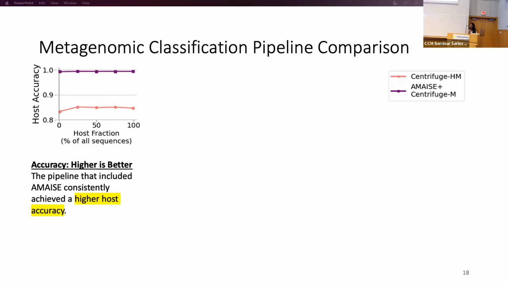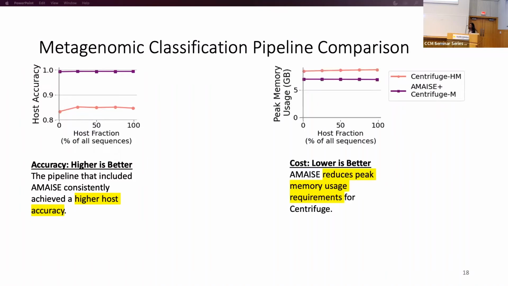In this case, we have in pink Centrifuge alone, in purple AMAISE plus Centrifuge. For accuracy, again, higher is better. We see that the pipeline that included AMAISE consistently achieved a higher host accuracy. In terms of peak memory usage, where lower is better, AMAISE reduced the peak memory usage requirements for Centrifuge.